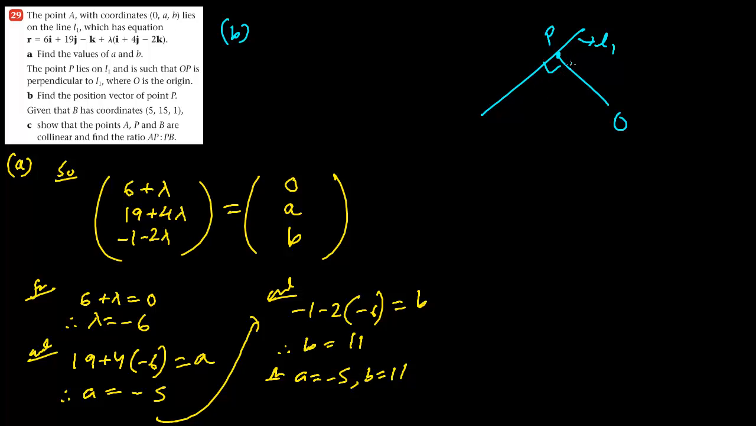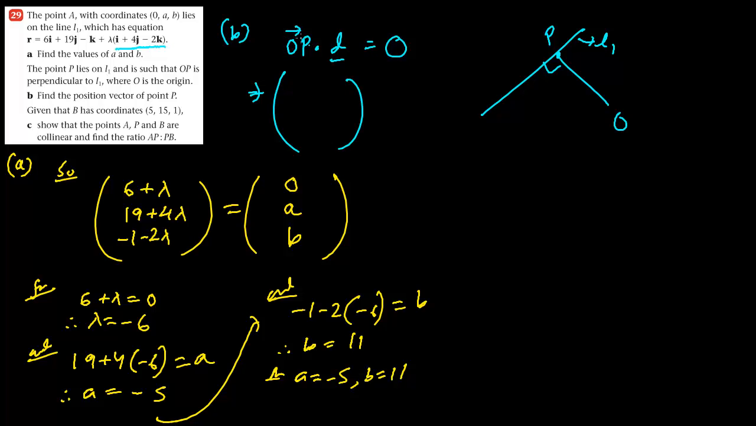So the rule is the dot product is going to be 0. So dot product, direction vector of OP is OP itself, dot the direction vector of L1, which is given by this i plus 4j minus 2k. So the dot product would be 0. That is the rule for perpendicular lines. So let me use the column vector, that is faster.